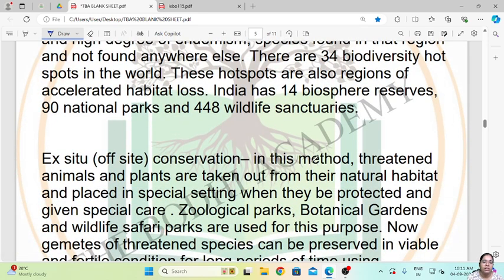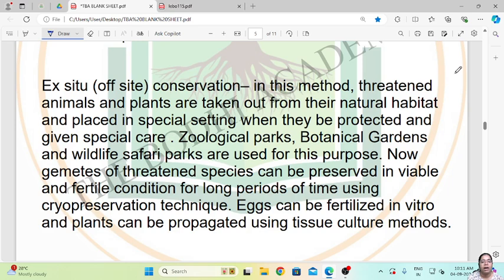Ex situ conservation is like you conserve the plants, animals outside their habitat. So in this method, threatened animals and plants are taken out from their natural habitat and placed in special settings where they are protected and given special care. Like zoological parks, botanical gardens, and wildlife safari parks are used for this purpose.